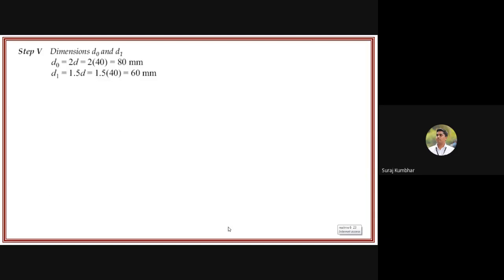Now step 5, the dimensions D0 and D1, that is the outer diameter of the single eye and the inner diameter of the single eye. Again there is an empirical relationship to find D0 and D1, where D0 is equal to 2 times d and D1 is equal to 1.5 times d. Now 2 into 40, why? Because here I have considered the maximum diameter value. So 2 into 40 and 1.5 times 40, so I will get 80 mm and 60 mm. So the outer diameter is 80 and the inner diameter is 60 for the single eye.